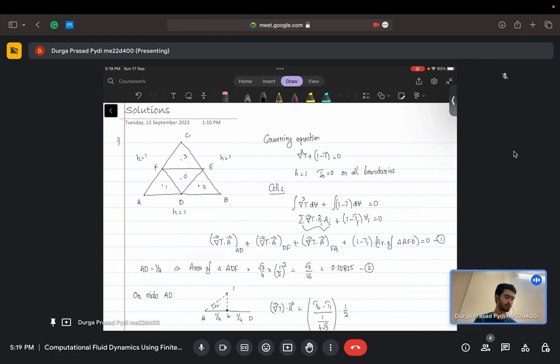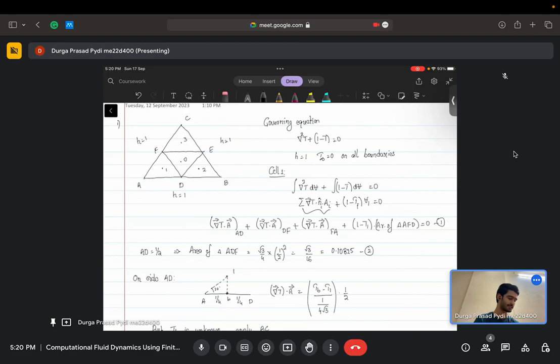So we have del square T plus 1 minus T equals 0, and the boundary condition is a convective condition where you have h equal to 1 and T infinity. I am assuming it to be 0, or essentially we are saying we have subtracted the ambient temperature throughout the domain. So we can assume T infinity to be 0. So we will take cell by cell.